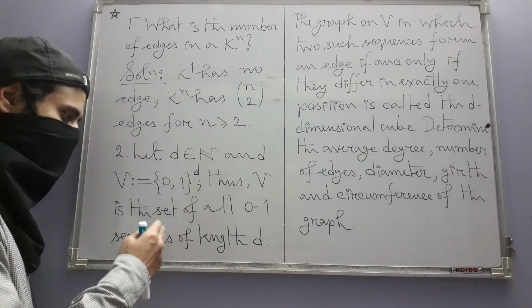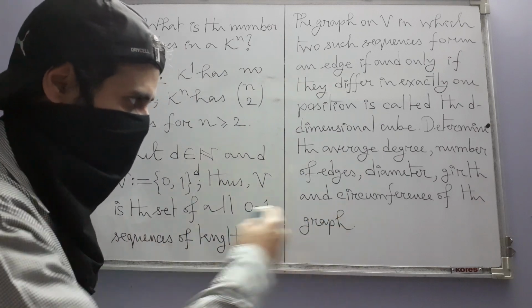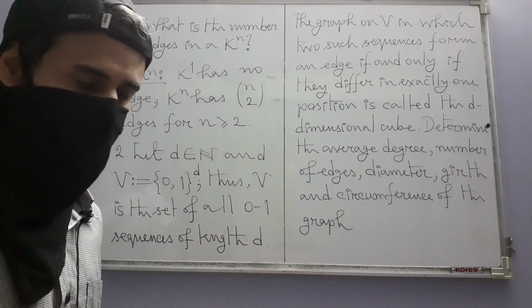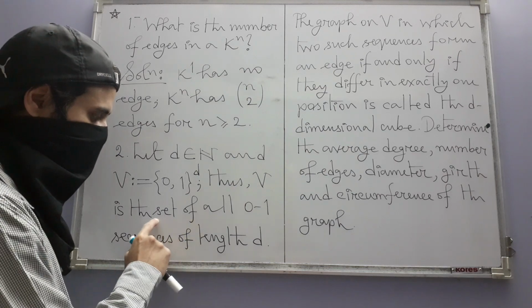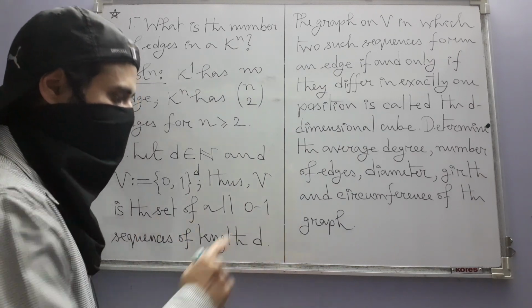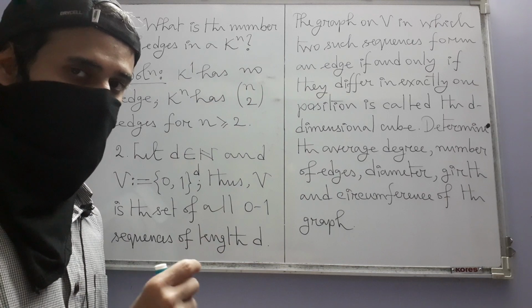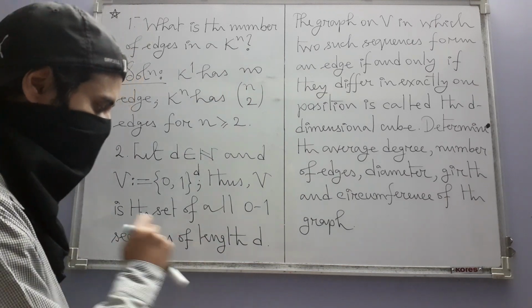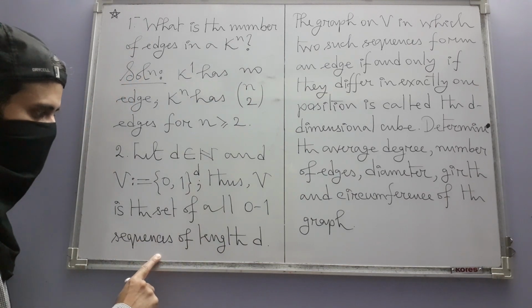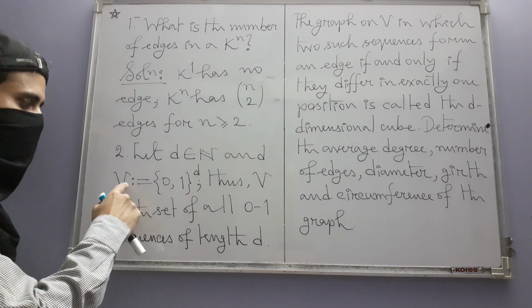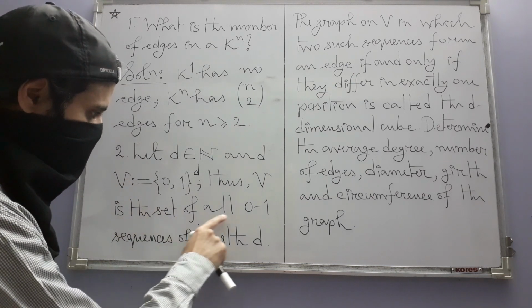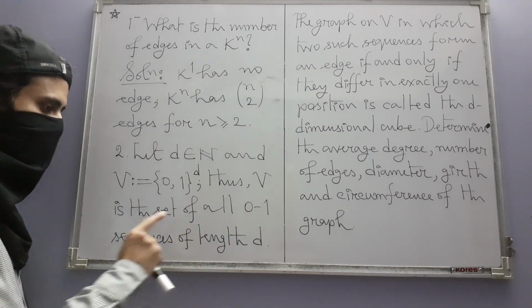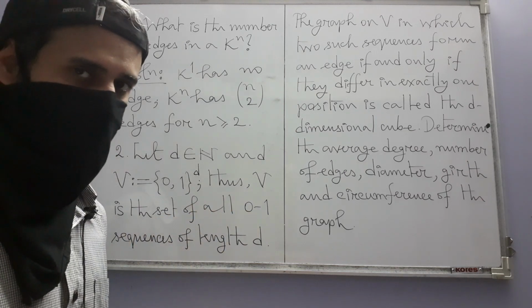But instead of considering ordered d tuples, we are just correspondingly going to consider a number, a string of zeros and ones, which we are calling sequences. They are the elements in V. So that means V is the set of all 0, 1 sequences of length d.